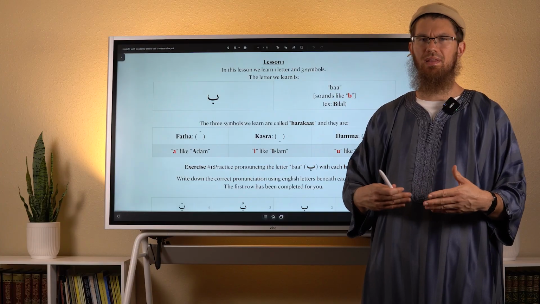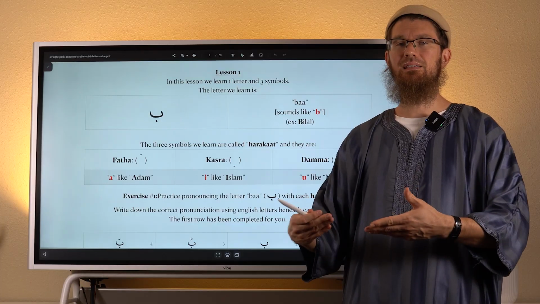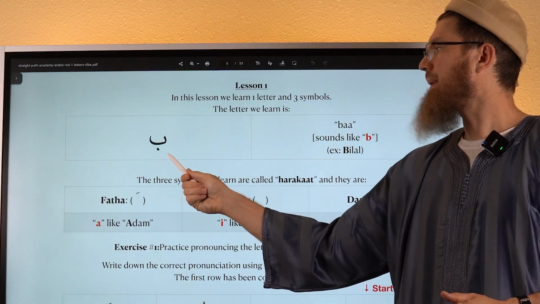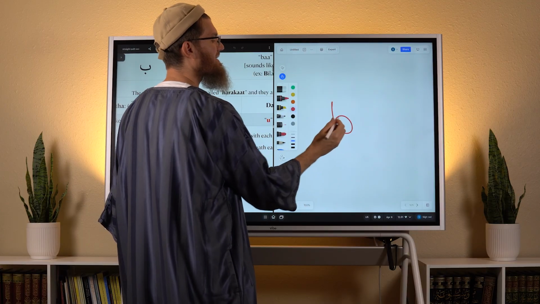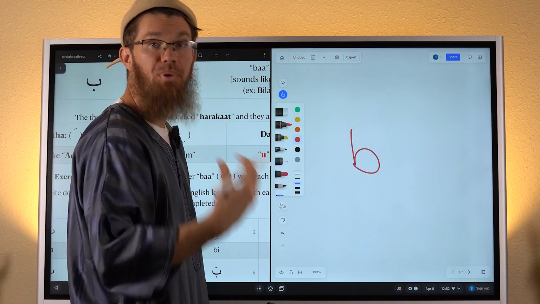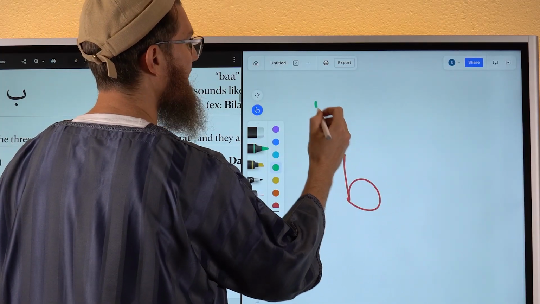Now, as we mentioned, one thing that helps make learning Arabic much easier in the beginning is relating it to our knowledge of English. So we're going to compare the letter ba to the English letter B. Just like when you see this symbol in English, you understand it represents a particular sound, B. We want you to do the same thing in Arabic, except the symbol is going to look like this now.